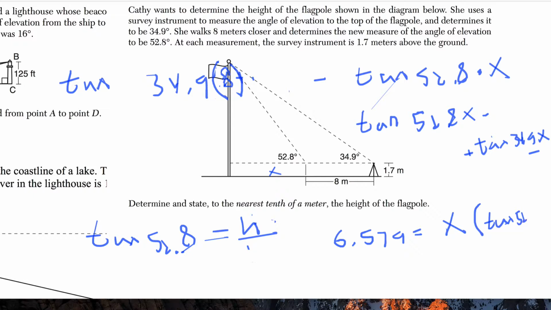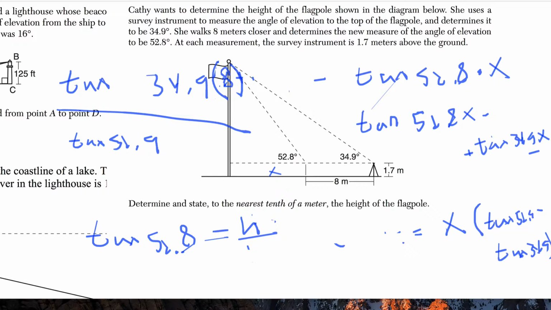Yeah. So, if you wanted to have it nice without getting anything wrong, the final is tan 34.9 times 8, divided by tan 52.8 minus tan 34.9, equals x.